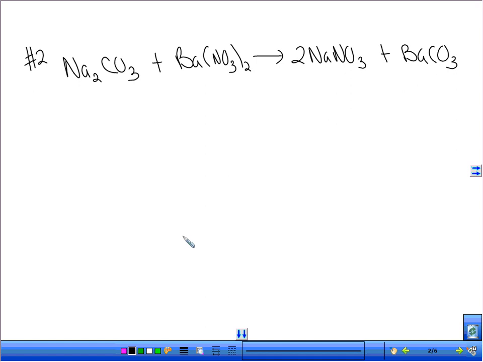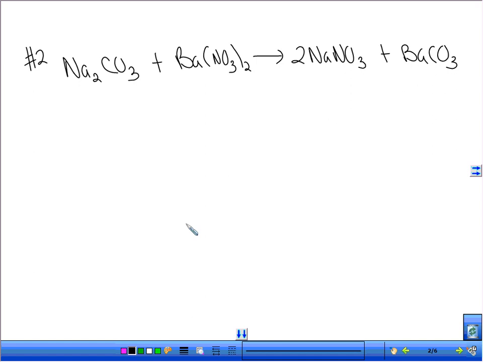Alright, we are working off the net ionic practice sheet that was given back to you for your homework. We're going to start with number 2. Number 2 had sodium carbonate plus barium nitrate, making sodium nitrate and barium carbonate. What we're going to do is look at our net ionic sheet, and we're going to follow the rules. It's got 4 steps to it, and we're going to follow them in order. And we're going to decide if each compound will stay together or break apart when I put it in water.